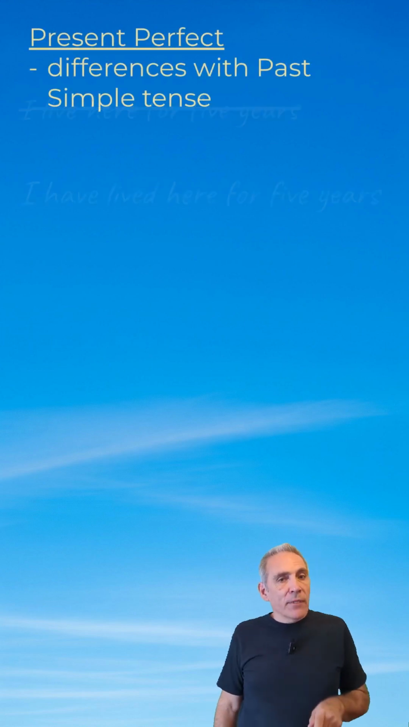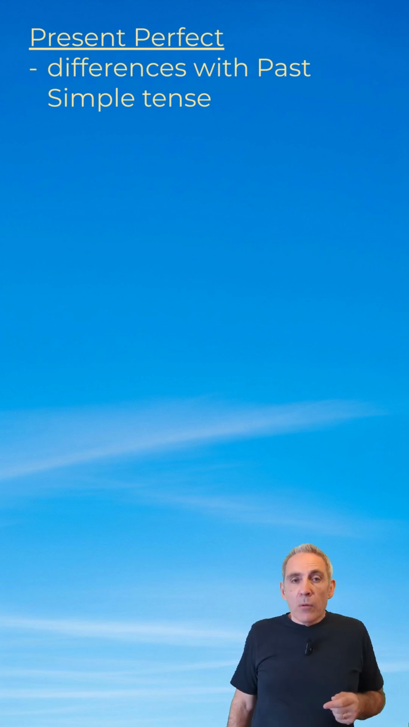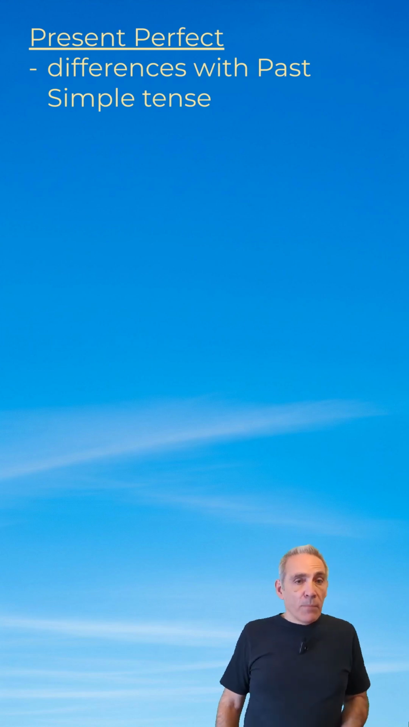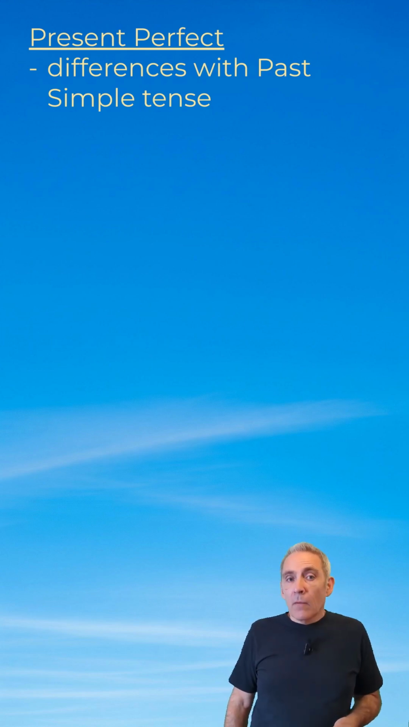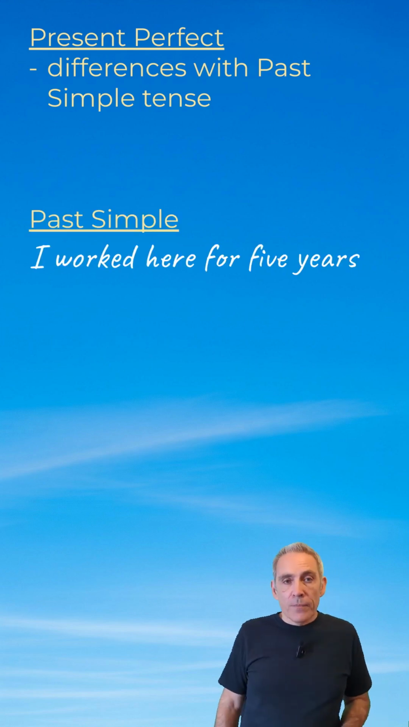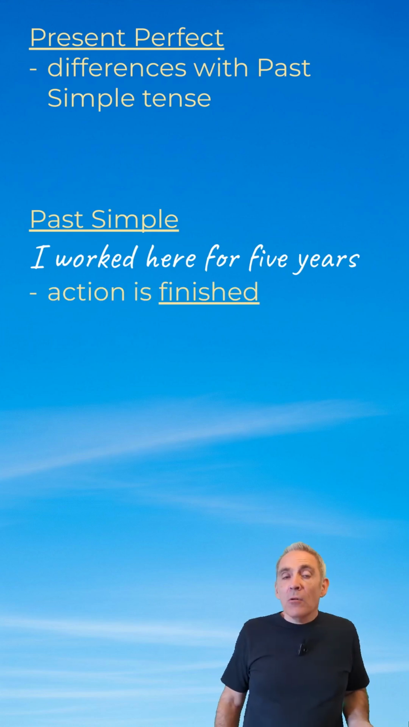Part 2. Differences with past simple. It's also important to understand that the present perfect isn't usually used for talking about things that happened entirely in the past, i.e., completely finished actions disconnected from the present. We use the past simple tense for that. For example, I worked here for 5 years. Past simple. The action is finished and I no longer work here.